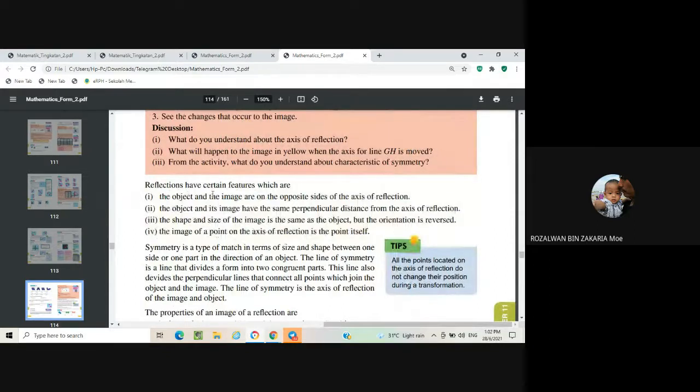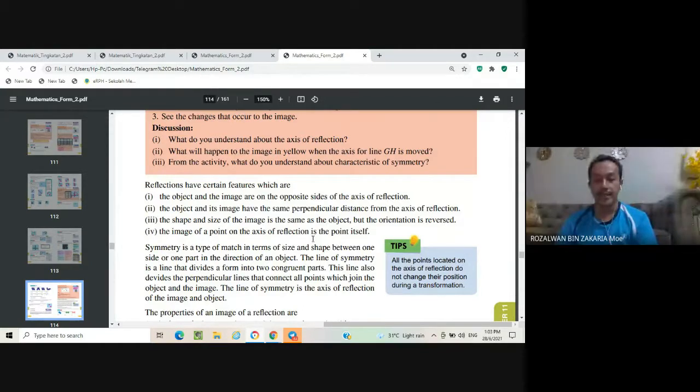Reflections have certain features. The object and the image are on the opposite sides of the axis of reflection. The object and its image have the same perpendicular distance from the axis of reflection. The shape and the size of the image is the same as the object, but the orientation is reversed. The image of a point on the axis of reflection is the point itself.